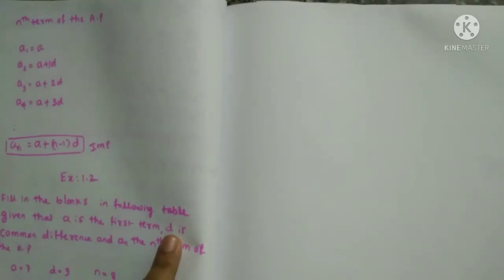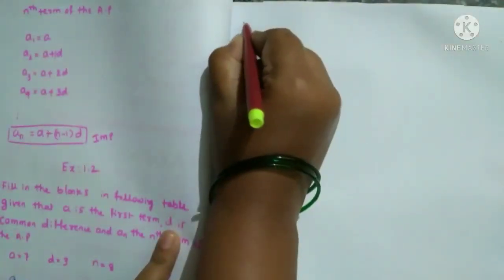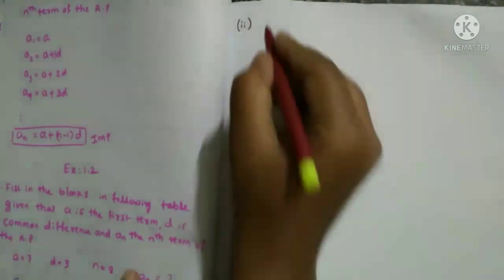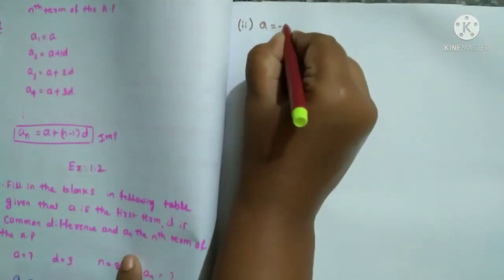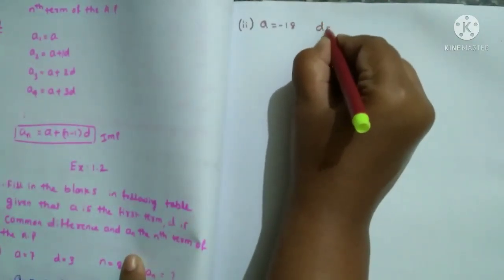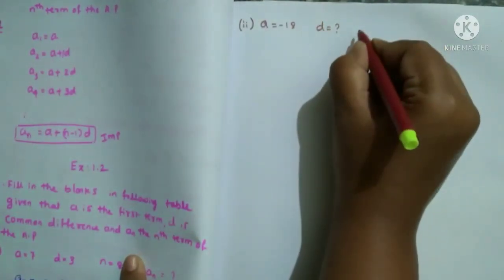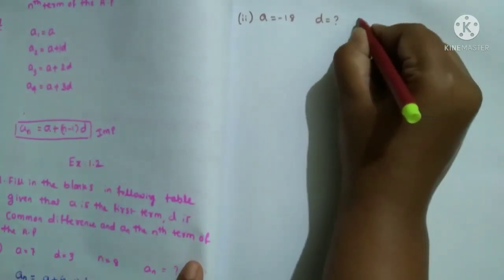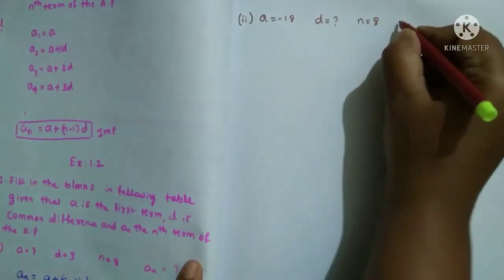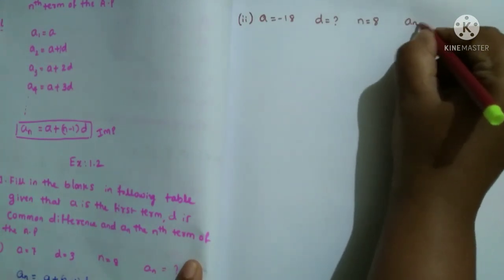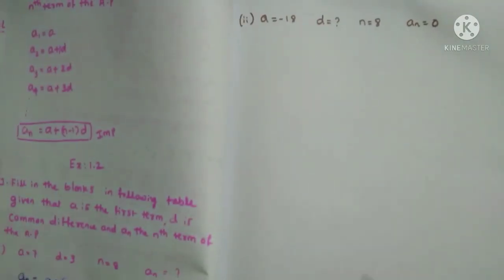Next we'll see the second sum. What they have given: A as minus 18. Next to D they didn't give anything here, D they gave blank. D we have to find. Then N they have given as 8 and AN they have given as 0. See here, AN they have given as 0.